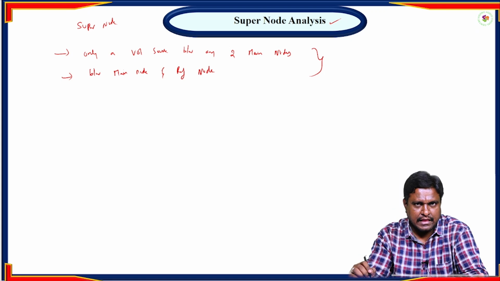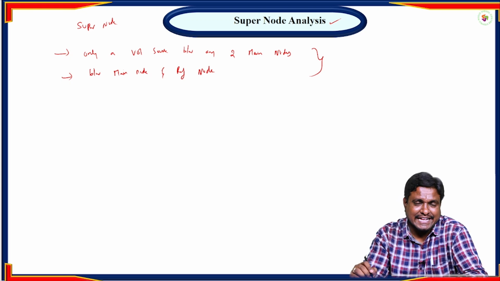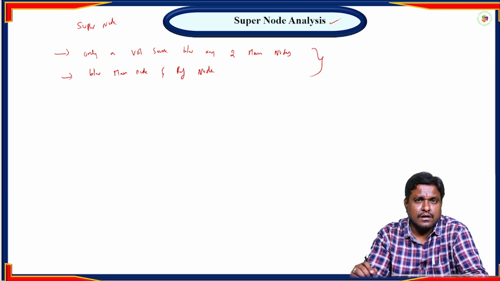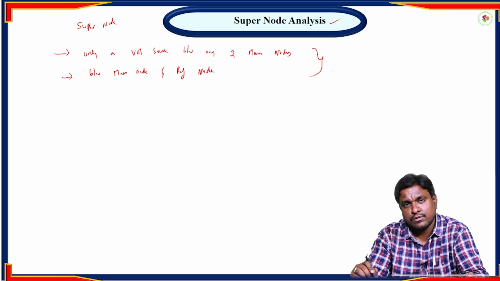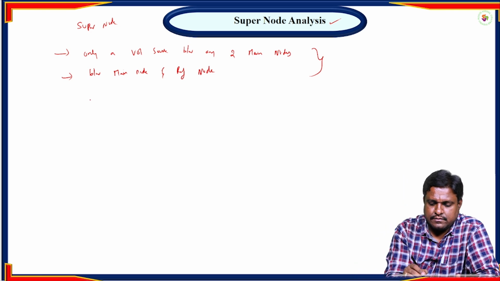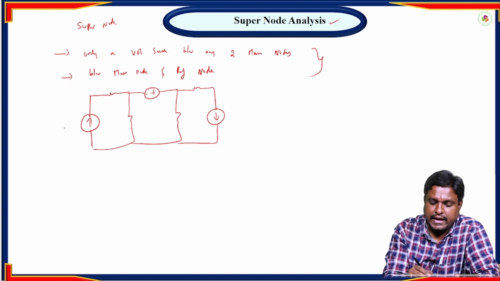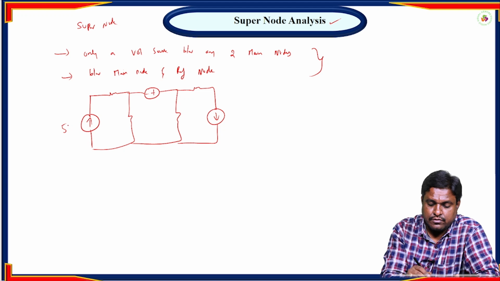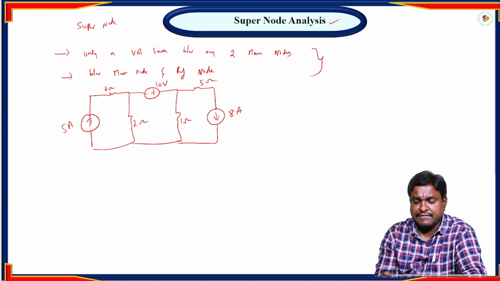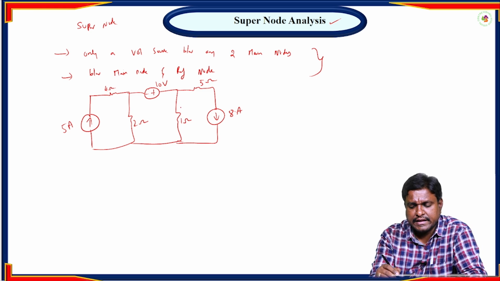So let us take an example and discuss how to find the response by using supernode analysis. Let us consider a simple circuit having two current sources and a voltage source. So this is the problem. The given question is, find the current passing through the 1 ohm resistor by using node analysis or supernode analysis.